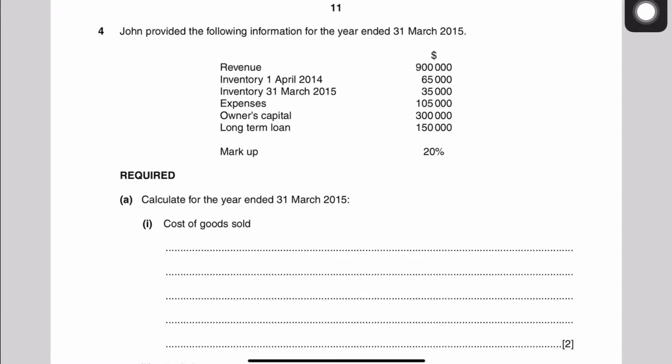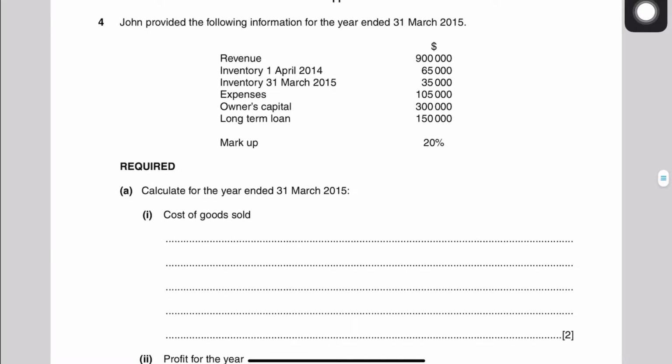It says calculate for the year the cost of goods sold. Now the cost of goods sold is basically representing the cost of those goods that have been sold and from which we have earned revenue. So it's representing the cost of all those goods that we sell from which we earn the revenue. So it's representing the cost price of the goods, in other words.